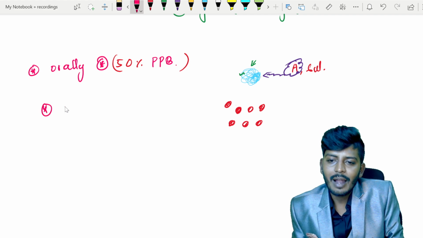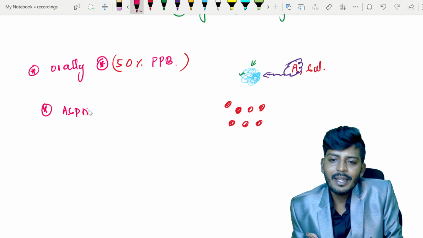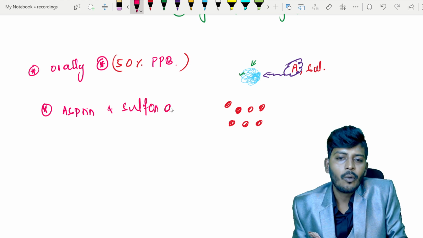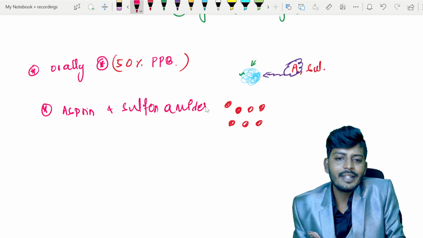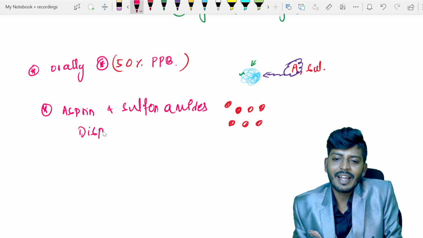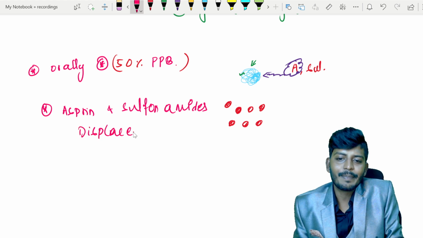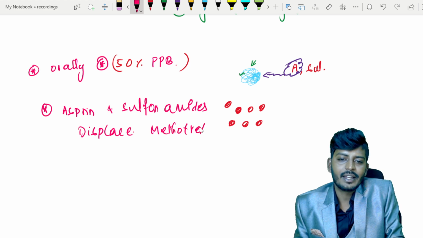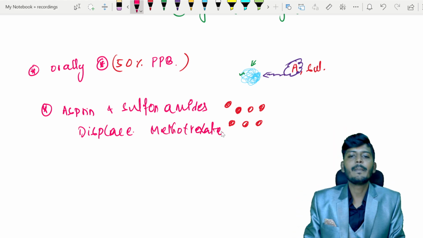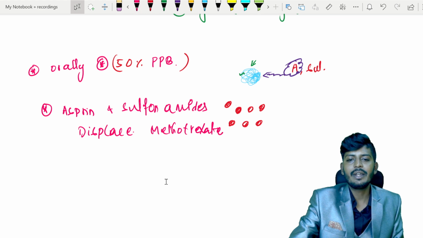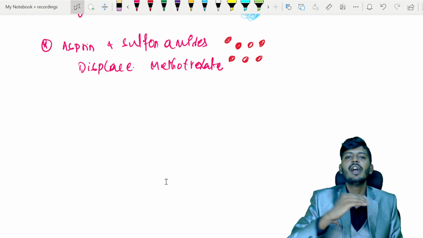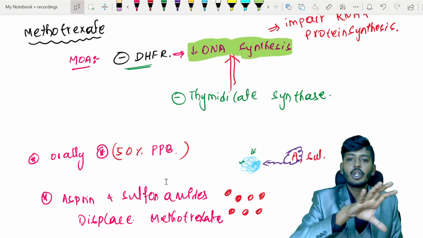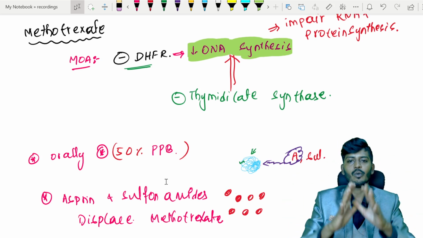Okay. So aspirin and sulfonamides, what are they going to do? Sulfonamides displace methotrexate. Displace the methotrexate. Okay. So this is the story of methotrexate pharmacokinetic properties. Once we understood this, let me tell you what types of MCQs can be asked just through the slide we are discussing right now.